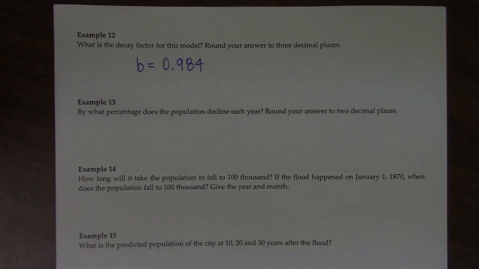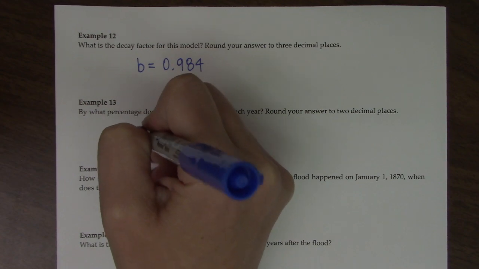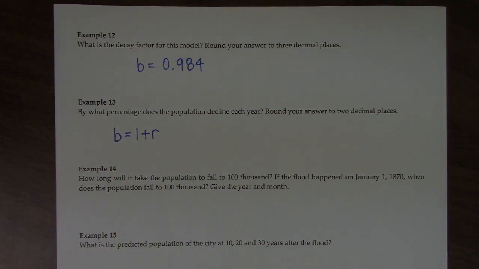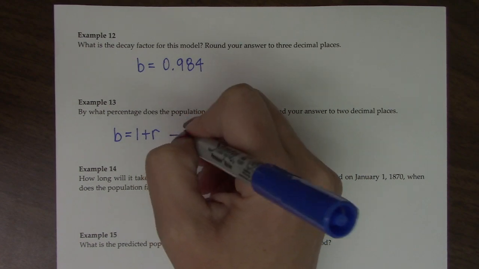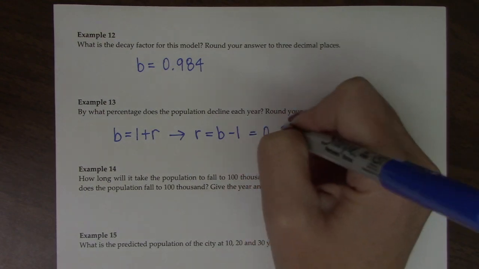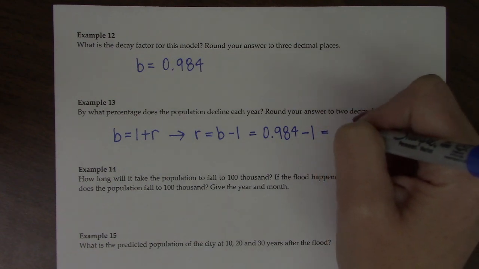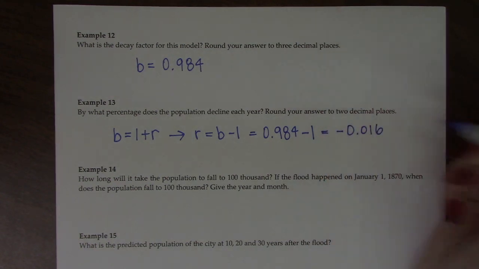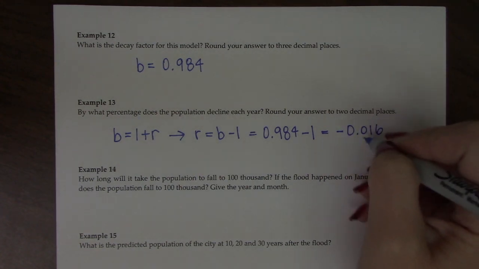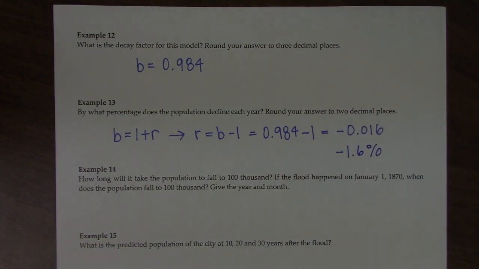By what percentage does the population decline each year? So now we're looking for the rate. So the rate is related to B. B is 1 plus the rate. So if we want to solve this for R, we'll get that R is B minus 1. So if I take my 0.984 and subtract 1, I get negative 0.016. So this is a percentage in decimal form, so when I multiply by 100, I get that it is reducing by 1.6% each year.